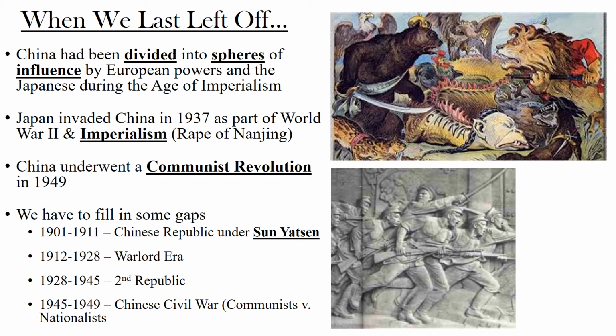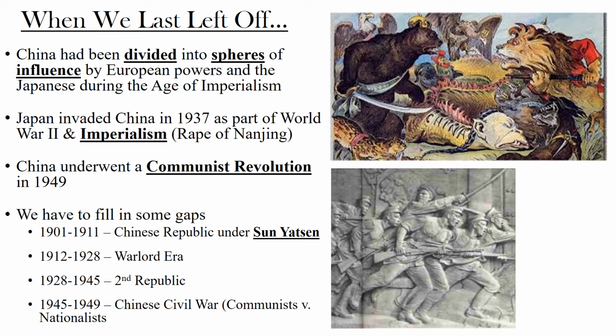So we haven't talked about China really, except through the lens of the Japanese invasions in World War II and circumstantial discussions. When we last left off in China, China had been divided into different spheres of influence by the European powers and later the Japanese during this age of new imperialism. Japan had invaded China in 1937 as part of World War II and imperialism, leading to one of the more horrifying atrocities, up there with the Holocaust, the Rape of Nanjing, the systematic murder of a massive civilian population in Nanjing, China.